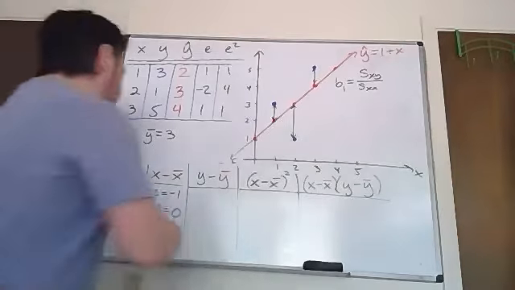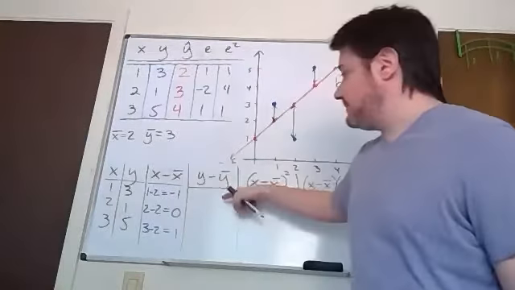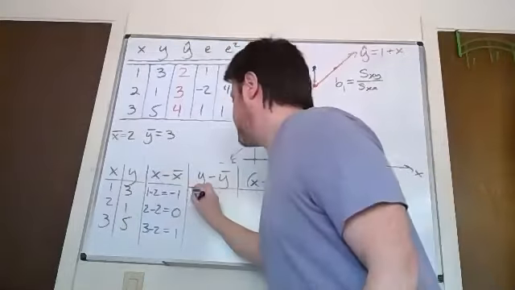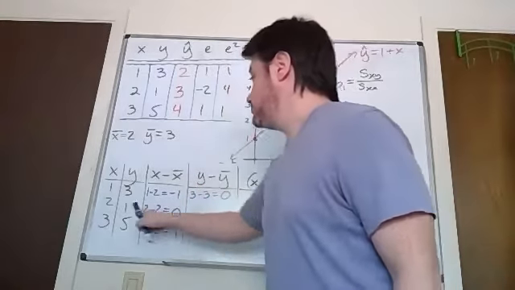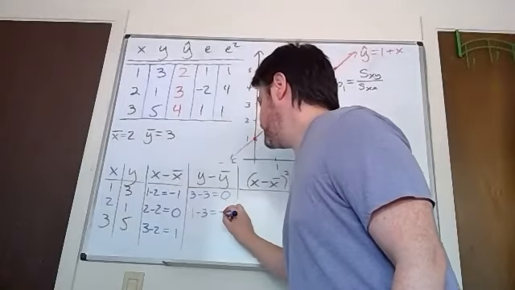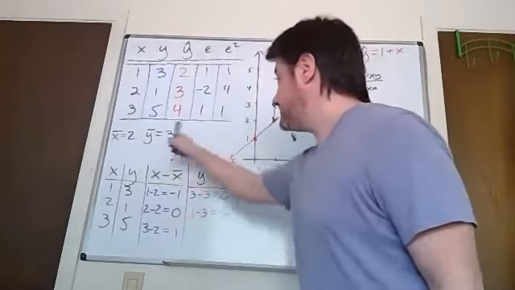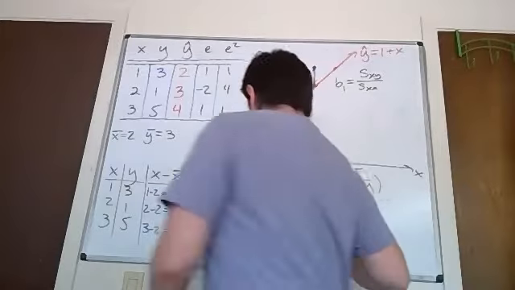Got that. Now we'll do the same thing. We'll do the deviations for each y. So y bar is always going to be 3 here. So when y is 3, I'm going to do 3 minus 3, which is 0. I'm going to do 1 minus 3, and so get -2. And then I'm going to do 5 minus my y bar, so 5 minus 3 is equal to +2.